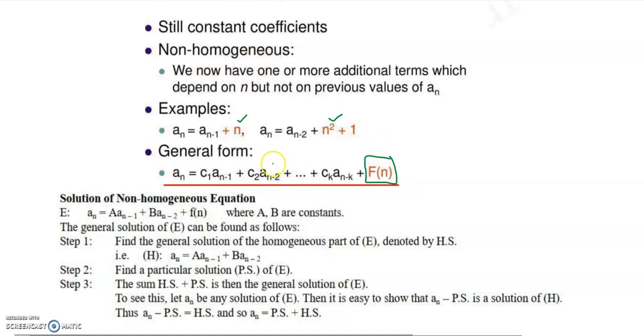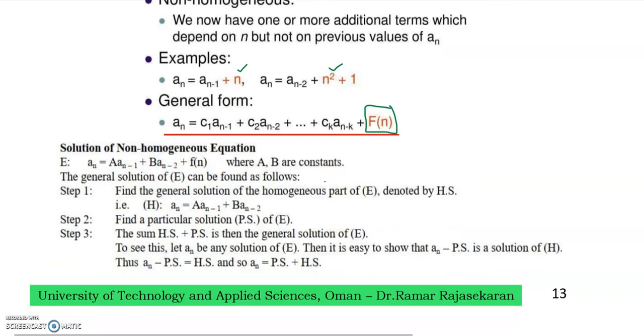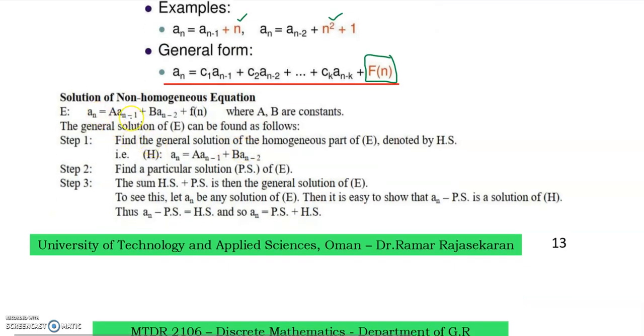But all the coefficients are constant. That is the same as what we have seen in the linear homogeneous equation: c1, c2, etc., ck are all real constants. Now, how to solve this? Say, the solution of a non-homogeneous equation. Suppose a second order non-homogeneous equation is given. That is here.